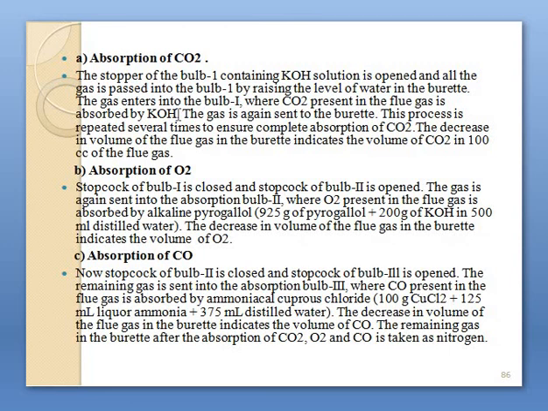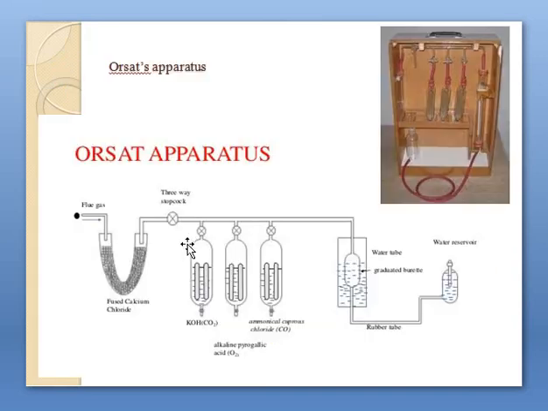The gas is again sent to the burette. After this absorption is done, it is sent back to the burette. This process is repeated several times to ensure that complete absorption of CO2 happens. The decrease in volume of the flue gas in the burette indicates the volume of CO2 in 100 cc of the flue gas. So you will see a change in that 100 cc, because the CO2 in it would have been absorbed here.